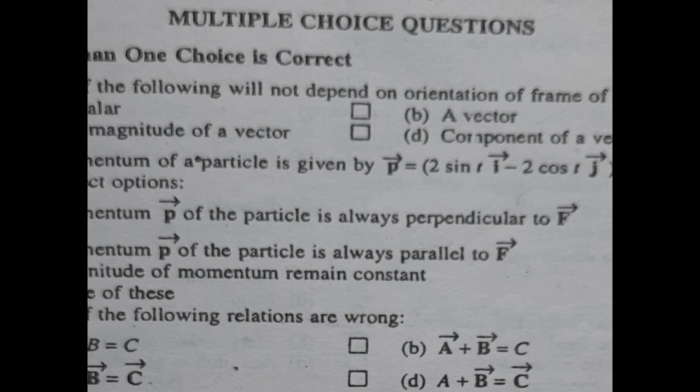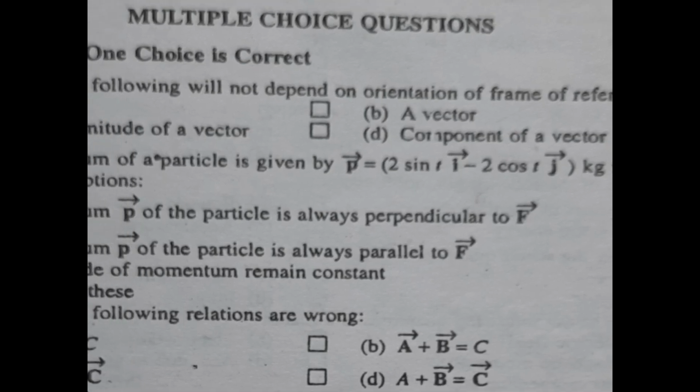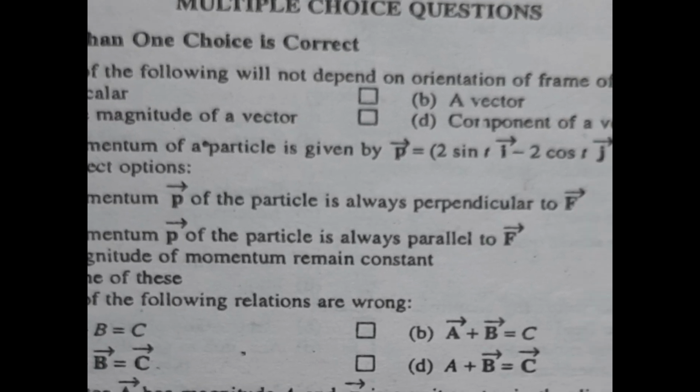Now question second, the momentum of a particle is given by vector P equal to 2 sin t i minus 2 cos t j kg meter per second. Select the correct options. A, momentum P of the particle is always perpendicular to vector F. B, momentum P of the particle is always parallel to vector F. C, magnitude of momentum remains constant, and last option is none of these.